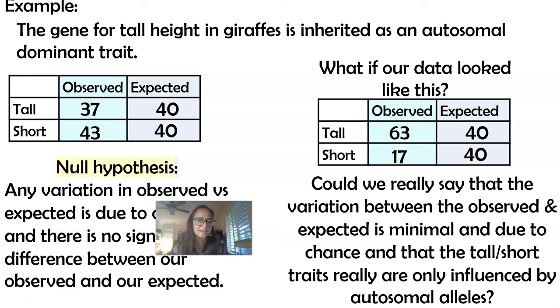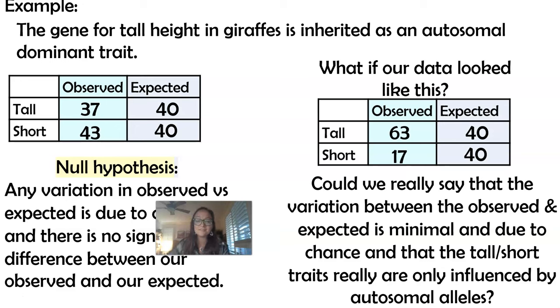Maybe it's due to diet. Maybe it's the environment influencing height. So the important thing to remember, though, as a scientist, is your opinion doesn't matter. You can't look at this data and just say, oh yeah, we're going to reject the null, the variation is too great. No, we need to do a statistical analysis. We need data, scientific or mathematical evidence that shows that variation is too great. Then we're going to reject the null hypothesis. It's not due to an autosomal dominant trait.